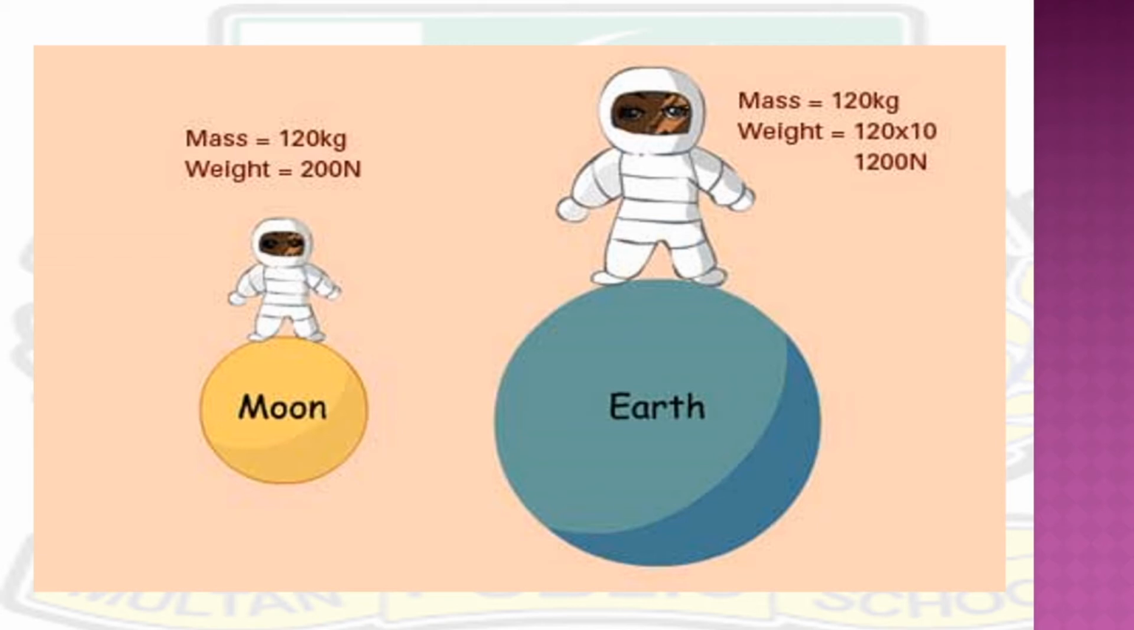The weight of the astronaut on the Earth is 12,000 newtons, while on the moon it is 200 newtons. And the mass of the astronaut on both the moon and Earth is the same, 120 kgs.